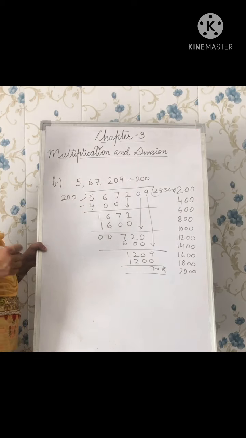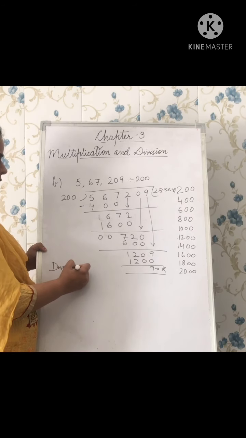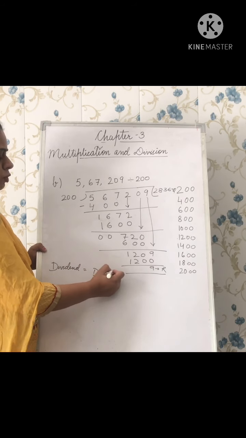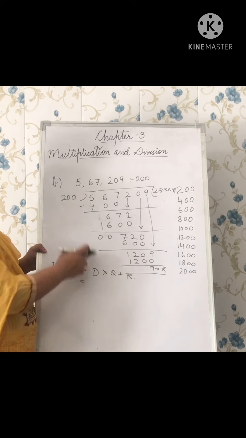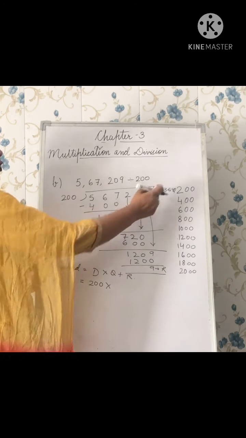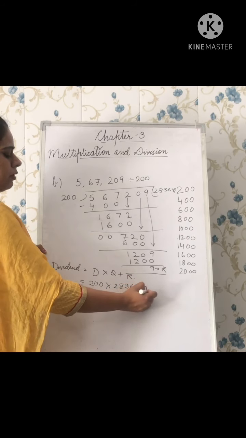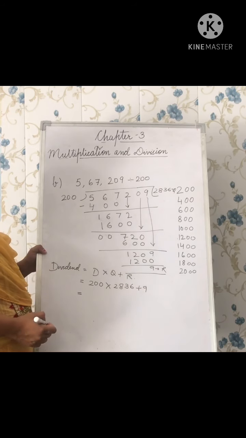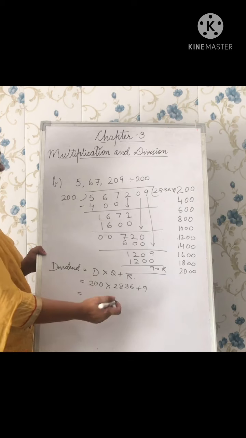Now how to check your answer? Again, dividend is equal to divisor into quotient plus remainder. What is the divisor here? Divisor is 200 multiplied by quotient 2836 and then remainder. Yes, how you will multiply 2836 को 2 से करो, then you can put how many zeros there.